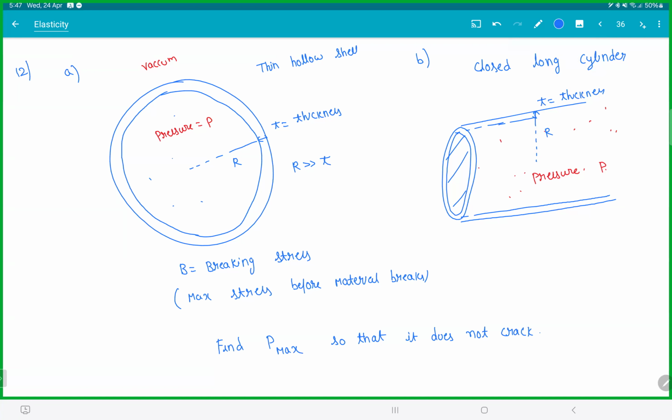This was the last thing that we did. I gave you this as a homework question. The first one was what? It's a thin hollow shell with a thickness T and a radius R, with gas inside at pressure P. The breaking stress is B. The second thing was a hollow thin cylinder. The first was easy.